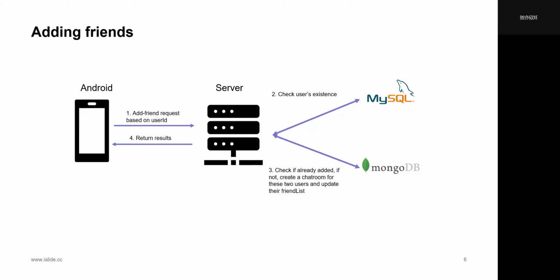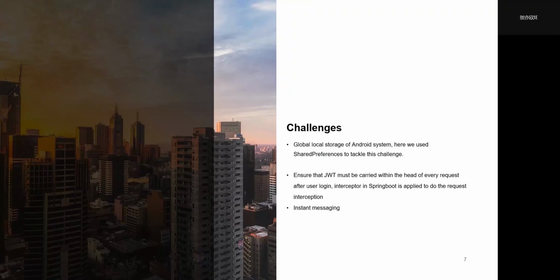For adding friends, firstly, the client sends an add friend request based on user ID to the server. Then the server will check the user's existence from MySQL. If the friend ID really exists, it will further check from MongoDB to see if the friend is already added. So if it is not added, the server will create a chat room for these two users and update their friend list.